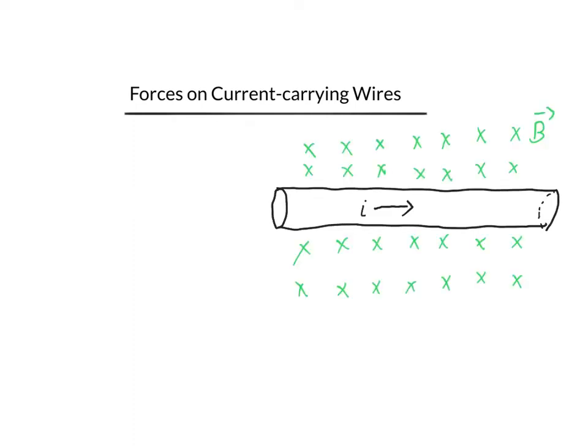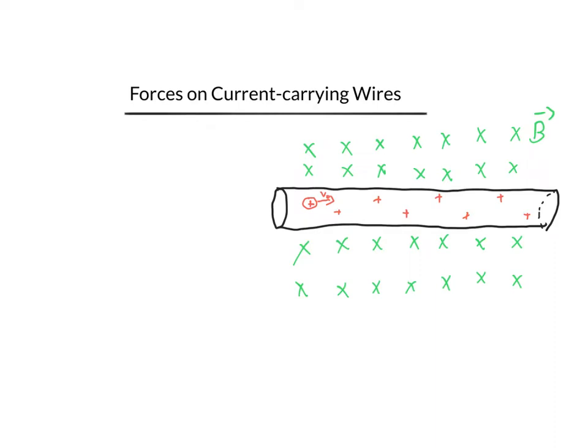A current, of course, is nothing more than a collection of charged particles moving in a wire. They're really electrons, but we can pretend that they're so-called charge carriers. So let's imagine it's a batch of little positive particles moving in the same direction as the current was, which was initially to the right.